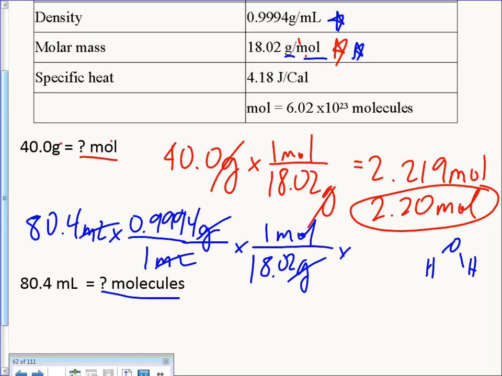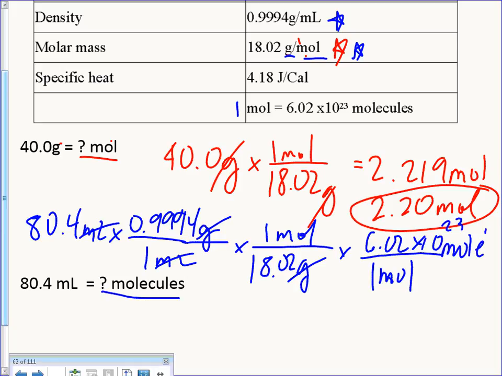And my final step is to get rid of moles by putting it where? What's going on the bottom? 1 mole, right? This is a 1 mole. If there's not a number with it, it's a 1. So 1 mole and 6.02 times 10 to the 23rd molecules. MOLE apostrophe C is molecule for me. Okay, so you'll see that sometimes.